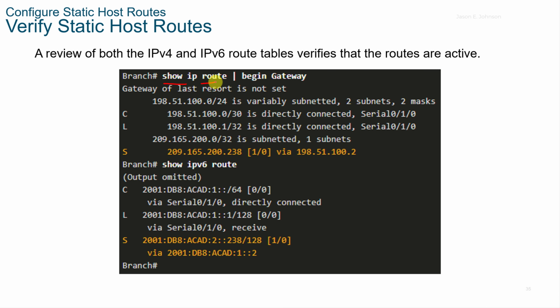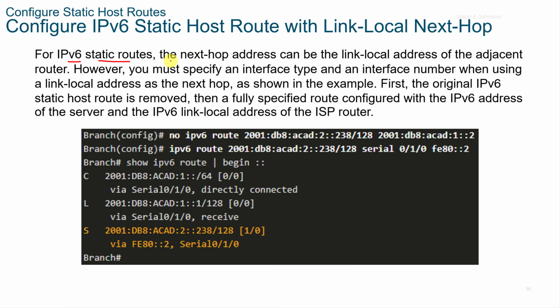And then we can use the show ip route to see the information here, or the show ipv6 route to see the v6 route information. For v6 static routes, the next hop address can be the link local address of the adjacent router. However, you need to specify an interface type and an interface number when using a link local address. And in the example here below, the original IPv6 static host route is removed, then a fully specified route is configured with the v6 address on the server and the IPv6 link local address of the ISP router.